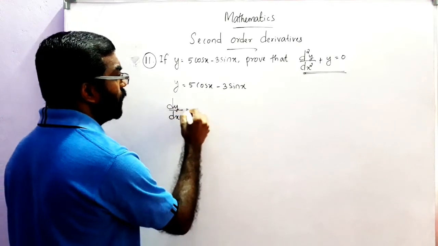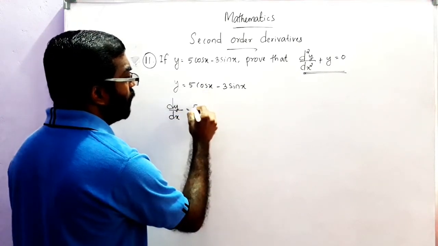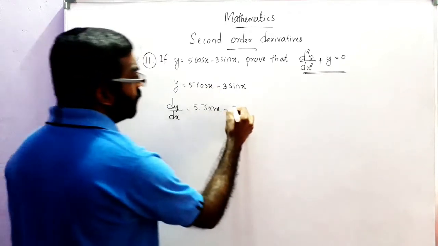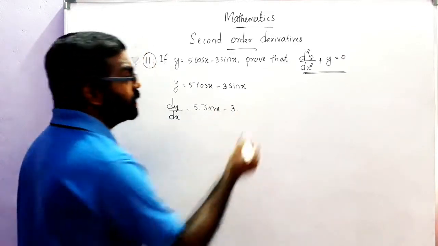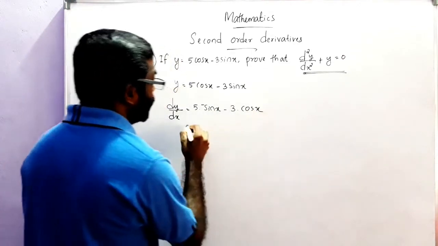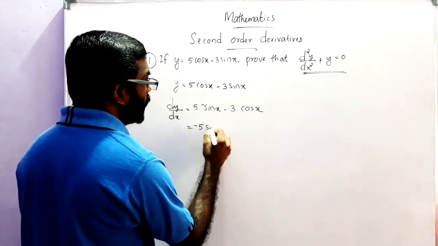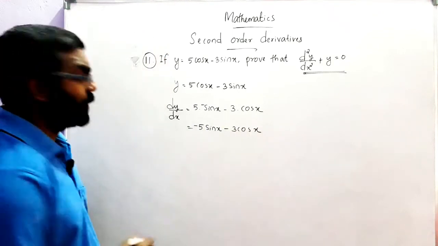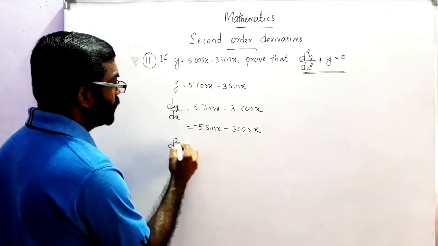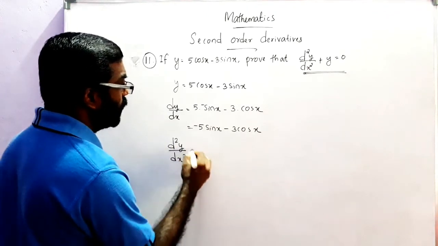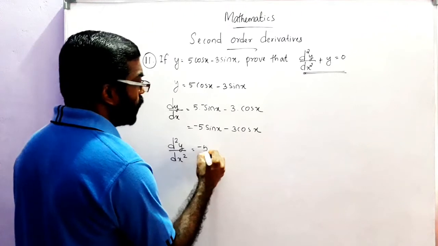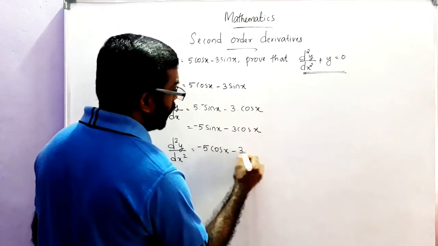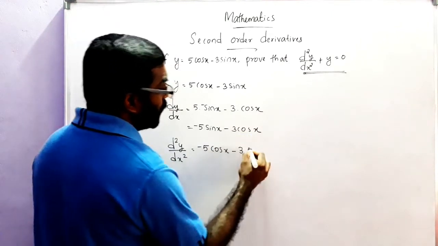Here dy by dx is equal to first term 5 cos x, so 5 into derivative of cos x is minus sin x, then minus 3 into derivative of sin x and it is cos x, so it becomes minus 5 sin x minus 3 cos x. Again we can differentiate with respect to x, so d square y by dx square is equal to minus 5 into derivative of sin x, it is cos x, then minus 3 into derivative of cos x and it is minus sin x.